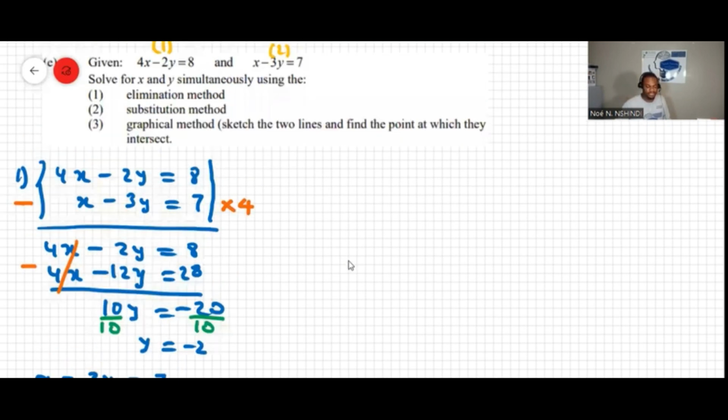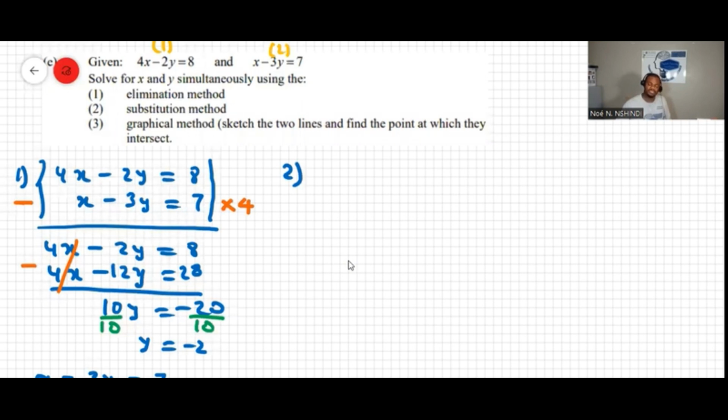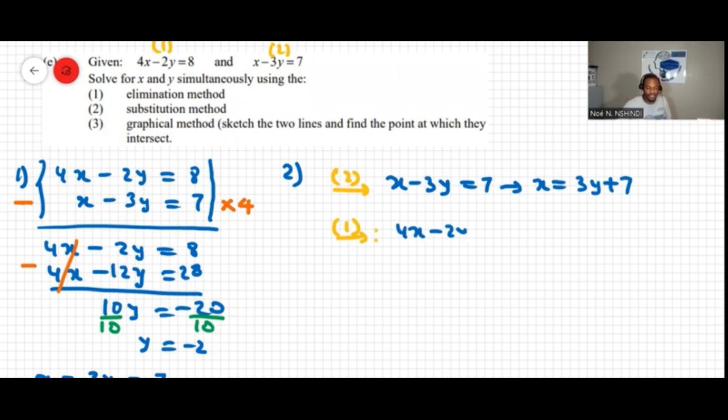So that's the first method. The second method is the substitution method. In the substitution method, I'll look at equation 2 because I think it's easier to make x the subject of the formula. So x minus 3y equals 7. I can move the negative 3y over, that makes x equal to 3y plus 7. Then we can substitute the value of x in equation 1, which was given by 4x minus 2y equal 8.